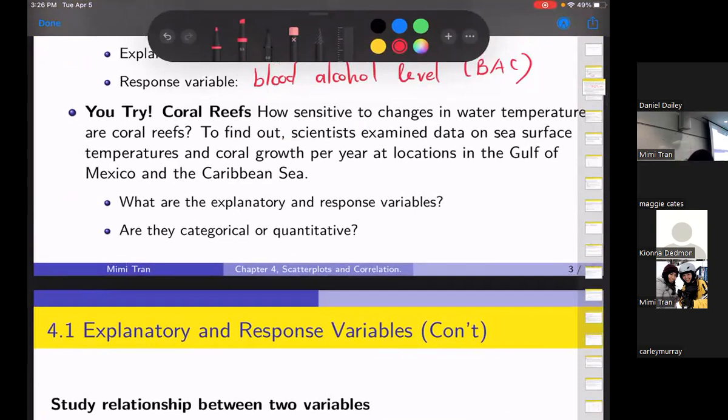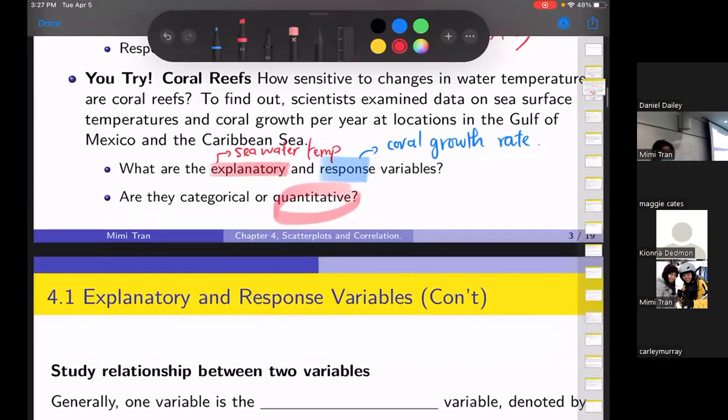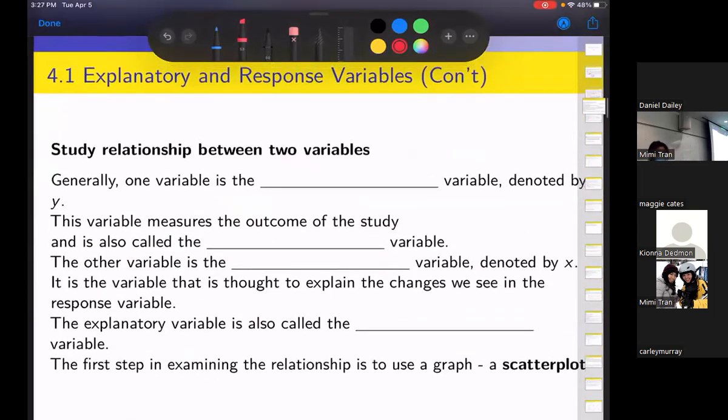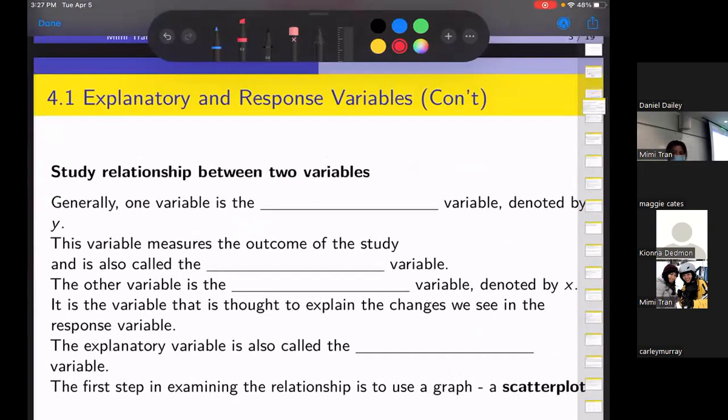So explanatory. I'm just gonna highlight stuff here. I'll write it out. So sea water temp, and then the response is coral growth rate per year, and they're both quantitative. They have to be, right? Otherwise, you won't be able to do a scatter plot. Okay, all right. So here, on this slide, I'm just gonna write some stuff and explain a little bit more about the response and the explanatory.